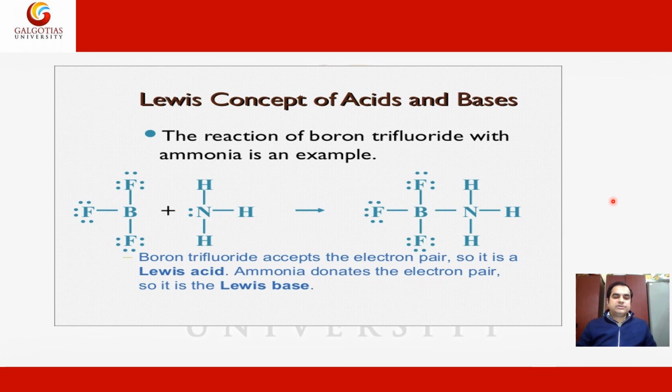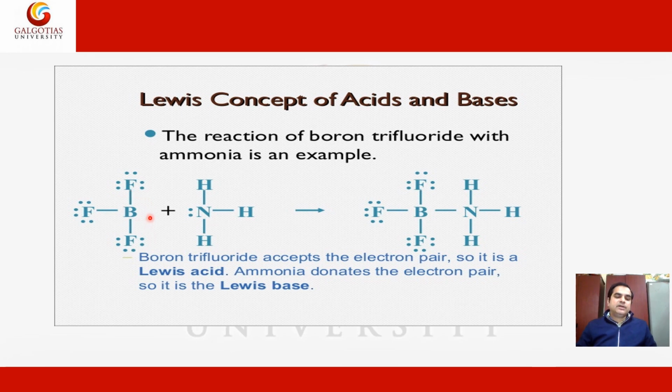Now, this is an example of the Lewis acid-base concept. The reaction of boron trifluoride with ammonia is an example of the Lewis acid-base theory. As we can see, this is the boron trifluoride. Here we have ammonia. In this case, ammonia will act as a Lewis base, while this BF3 will act as a Lewis acid, because in this case, boron is electron deficient in nature.